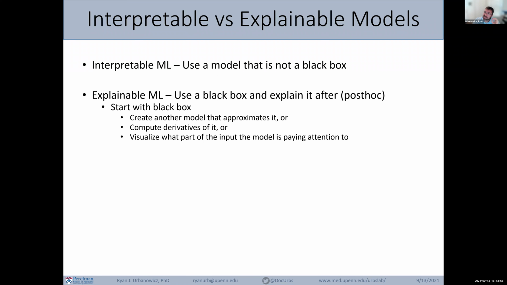An explainable machine learner starts with a black box and then tries to explain the predictions after the fact, like a post hoc analysis. For instance, you could create another model, a local model that approximates the decision on an individual. You can compute derivatives from the original model to try and understand the predictions, or you can try to visualize the part of the model input that the model is paying attention to while it's making its prediction.